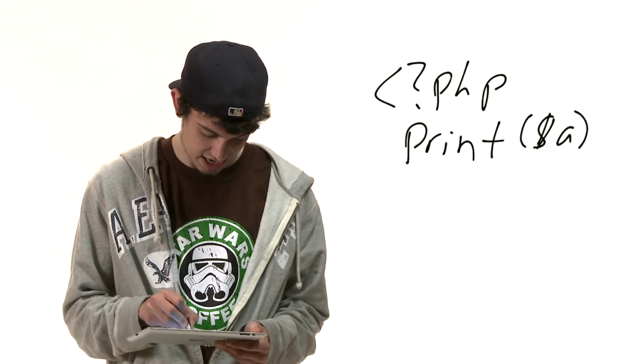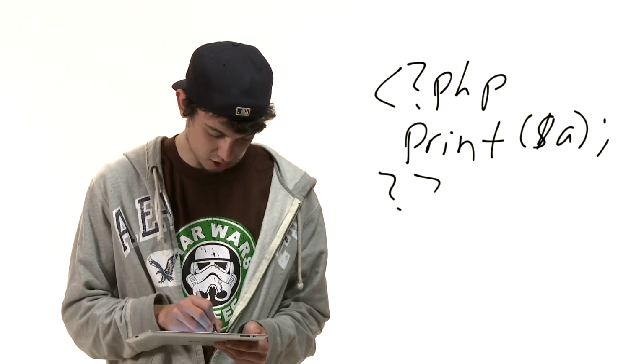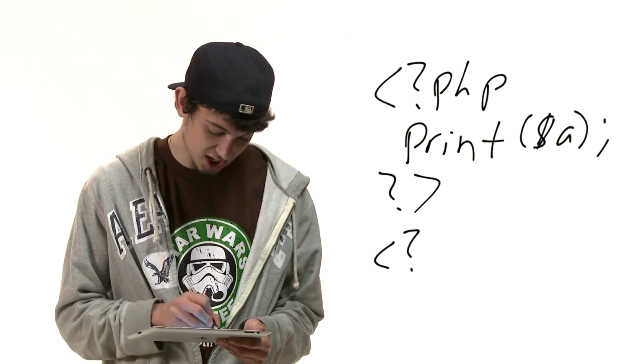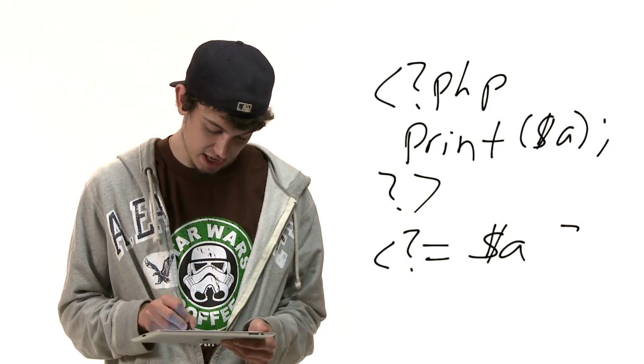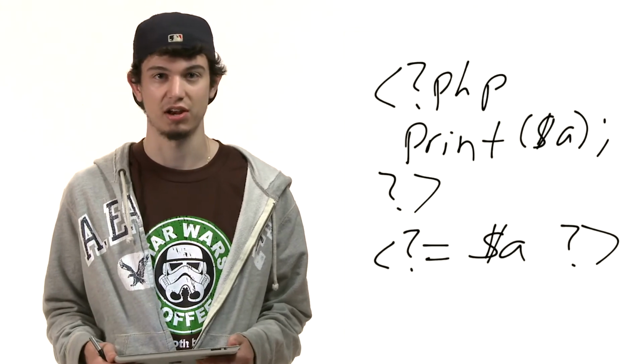So now, let's take a look at how we can pass data among our various PHP pages. So rather than saying <?php print $a ?>, we can simply say <?= $a ?>, the variable we'd like to print, A, inside the tags.